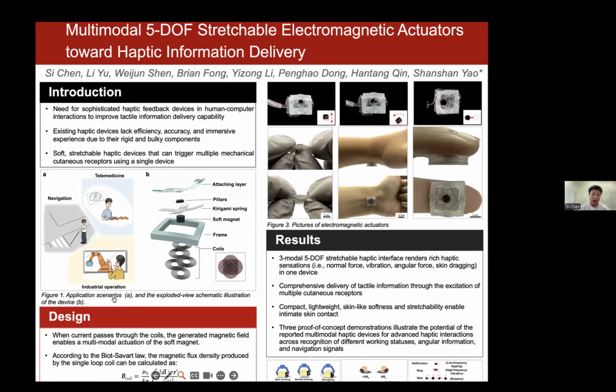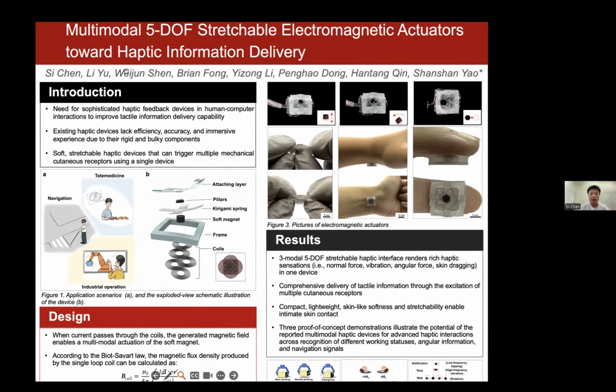Another very important application scenario is industrial operation, such as practice environments or remote control. If you want to control a robot hand, it is better to have haptic information that gives you feedback from the remote end, or the robot hand end, to the human end. This is the background of this research.